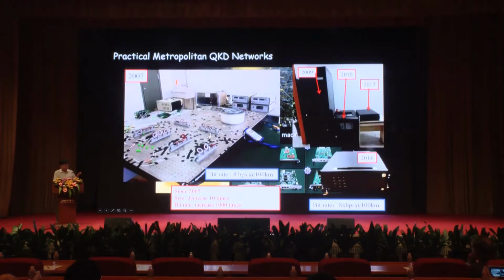And if we go back to the first experiment in 2007, it contains the whole experimental table and the control devices, and the bit rate is about 8 bits at 100 kilometers. And now, the second generation is like a whole rack, and then in 2010 it's half a rack, and now we have a 4U rack with standard generation, and it can support 4 channels in parallel.